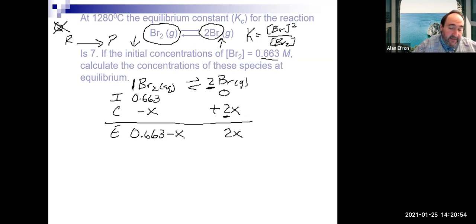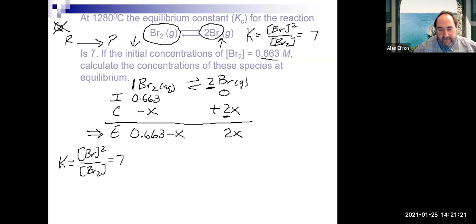Okay, so now that we have this, basically it really does become a math problem at this point. We need to figure out what X equals, right? Because ultimate goal is we want to figure out what these numbers actually are at this point. So to do that, we're going to use our equilibrium expression that we have up here. So we're going to take our K is equal to the Br squared divided by the Br2, and that's going to equal 7. Putting in our values here, that's going to give us 2X squared divided by 0.663 minus X, and that's going to equal 7.